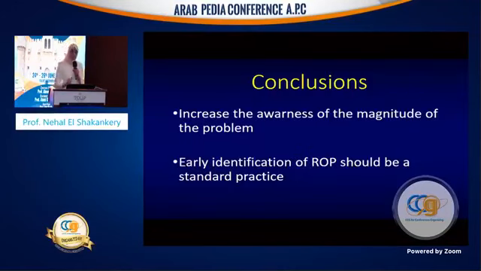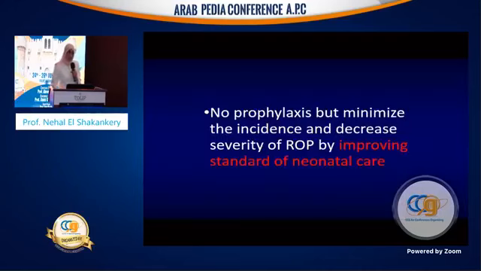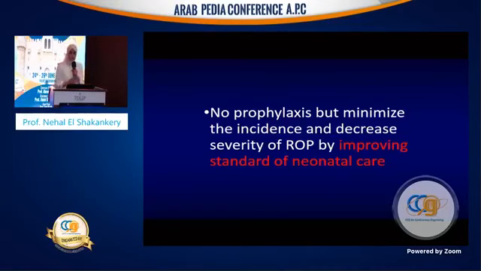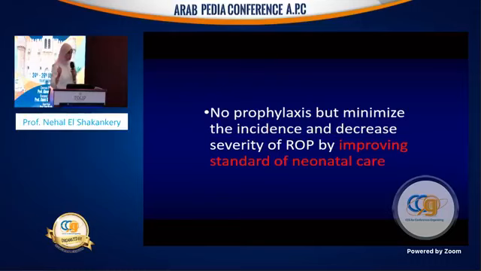Number 2, early identification of retinopathy of prematurity should be a standard practice in order to prevent blindness in these children. There is no prophylaxis, but we can minimize the incidence and decrease the severity of retinopathy of prematurity by improving standard neonatal care. We should decrease the risk factors: respiratory distress syndrome, oxygen supplementation should be controlled, sepsis.